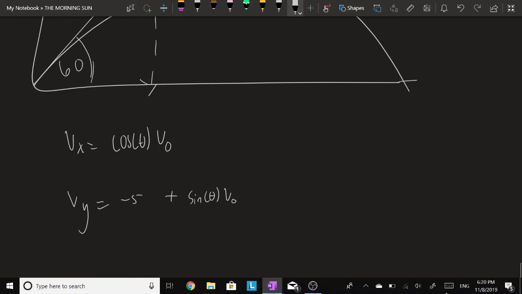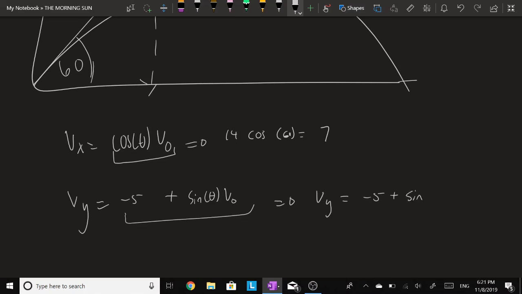So all we have to do is substitute into the equation. Our initial velocity is 14 meters per second, so we get 14 multiplied by cosine 60. And of course, cosine 60 is half, so you get 7. And here Vy is equal to minus 5 plus sine 60 multiplied by V0, which is 14. And we can find Vy at that specific moment. No. Did I go wrong? 1 second. Yes, I went wrong. I'm sorry, guys. Quite glad I realized.